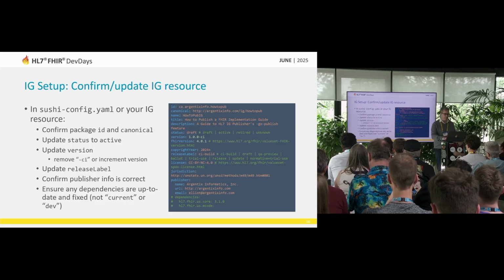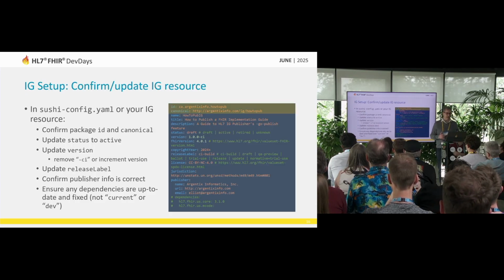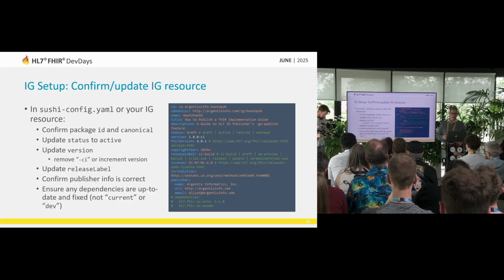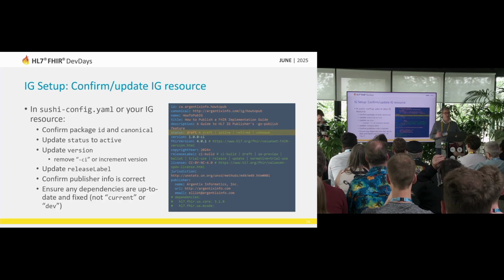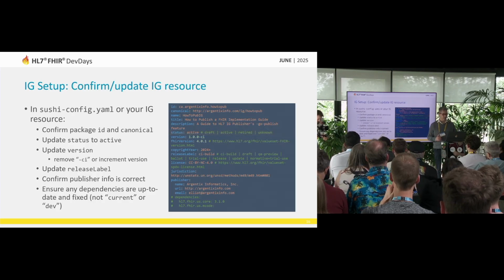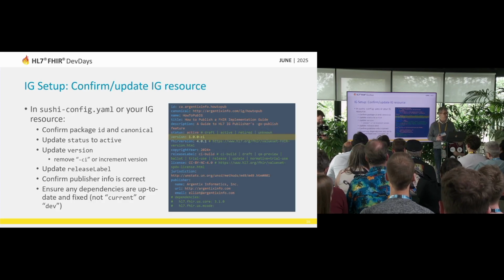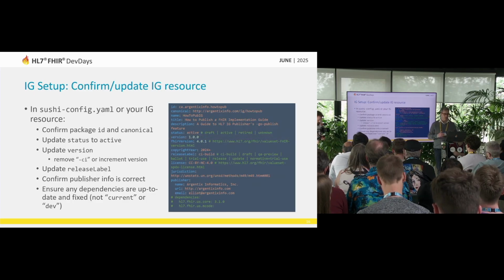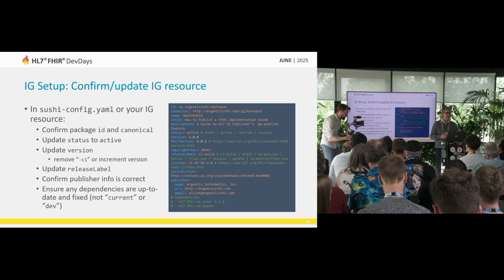Check that the package ID and canonical are correct. They should match the layout pattern of your publish setup file. Update the status, likely changing it from draft to active. Update the version. Usually you'd have -CI on the version number that needs to be removed, or you'd need to increment the version number.